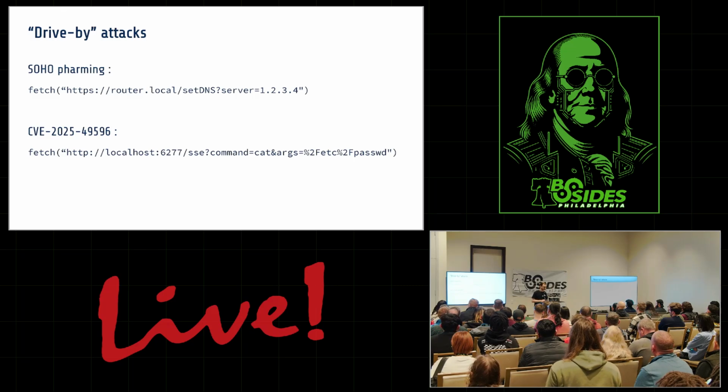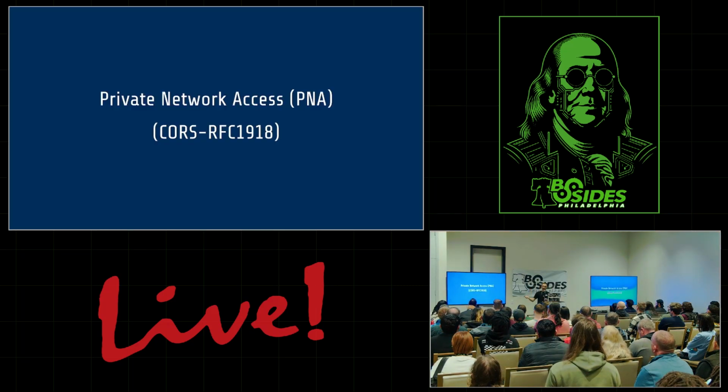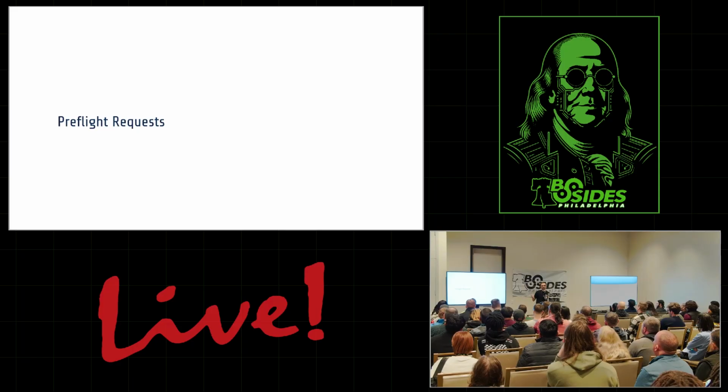So one way browsers decided to solve that problem was by a mechanism called private network access, or PNA. When it was rolled out, it was also called CORS-RFC1918. Now, for those who are familiar with CORS, you'll see why the name sounds very similar. To get to know what PNA is, it's important to first understand what preflight requests are.